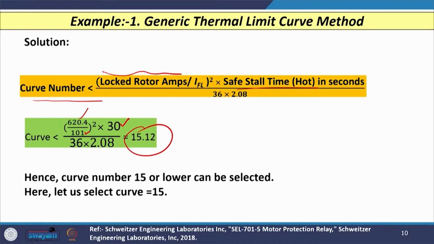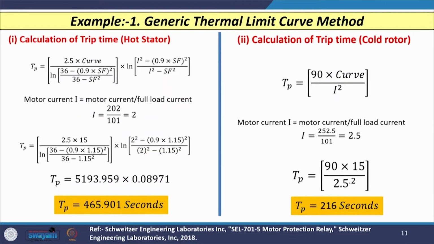Now, my curve number is always an integer, so we can select the curve number either 15 or any lower value. Here in this example I have selected the curve number 15. Now, let us calculate the trip time when the stator is used and it is in hot condition. In that case, we have already seen the equation to calculate the trip time, that is Tp, given by this equation.